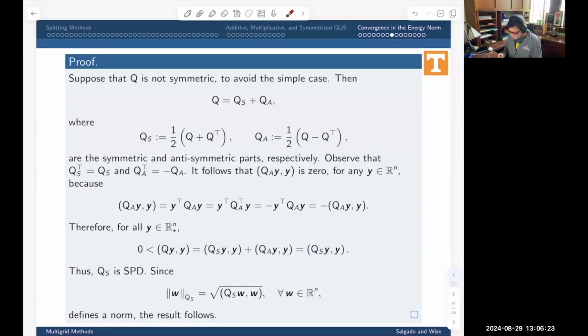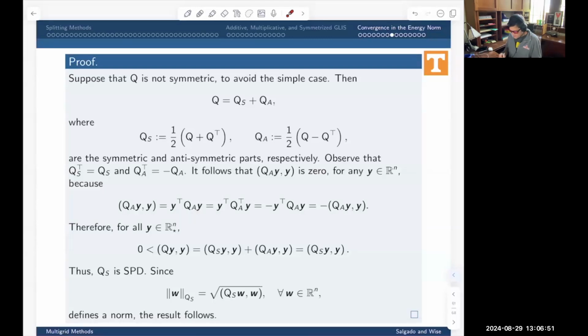However, in general, it follows that ⟨QAY, Y⟩ in the Euclidean inner product is always going to be 0. And that's easy to show. Let's suppose that you have some arbitrary Y. Let's examine what this guy looks like. ⟨QAY, Y⟩, well, that's by definition just Y transpose QAY.